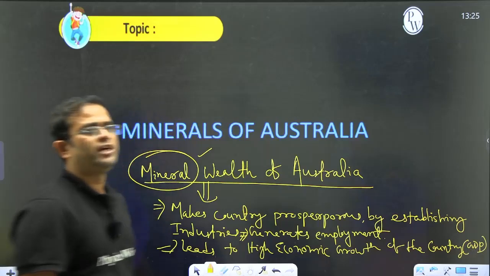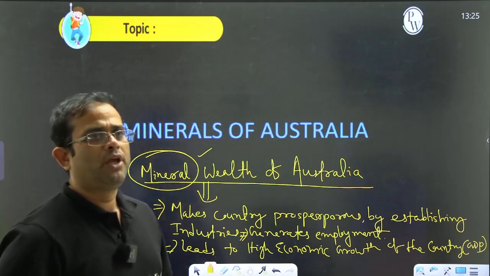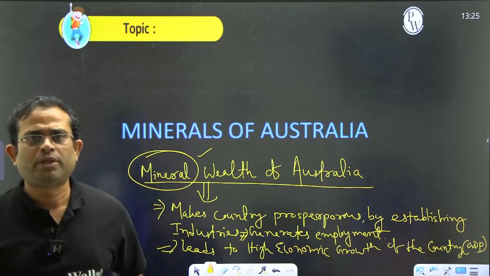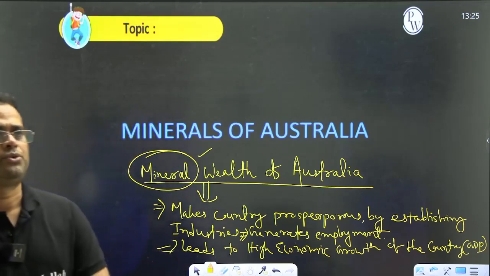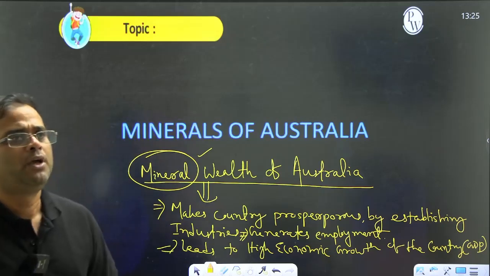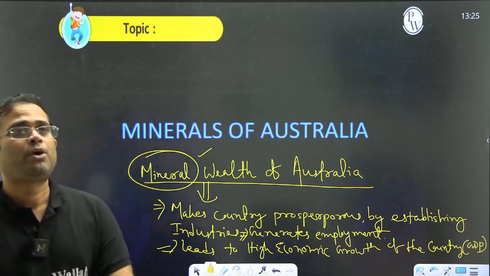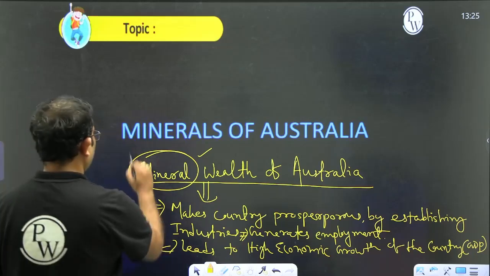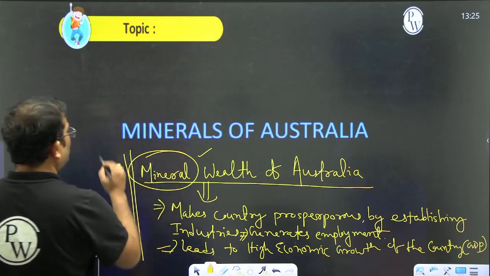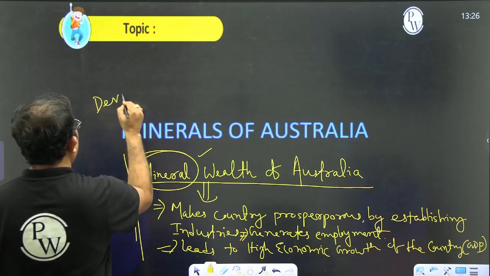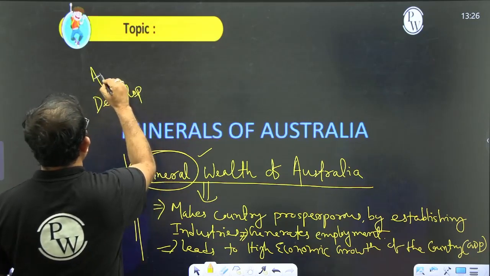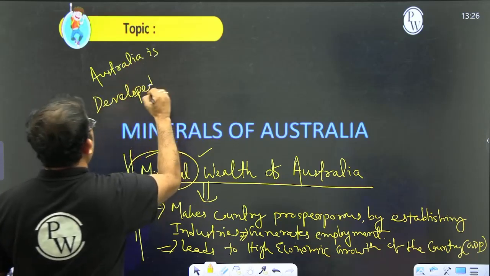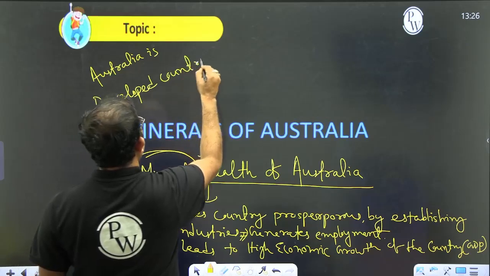Any country's GDP. Australia is blessed with a variety of mineral resources. Just as India is good, Australia too has high grade coals basically. High grade coals you will find in Australia. Australia is a developed country.